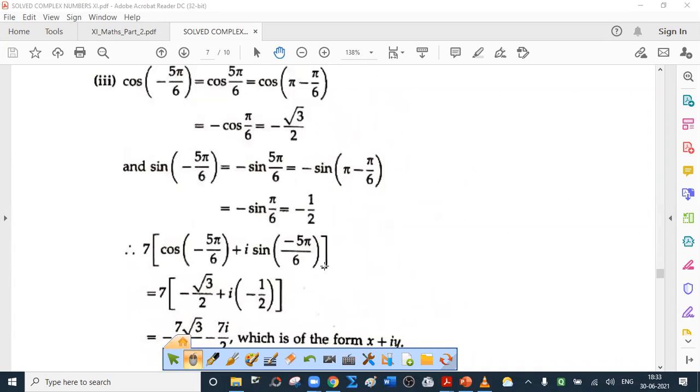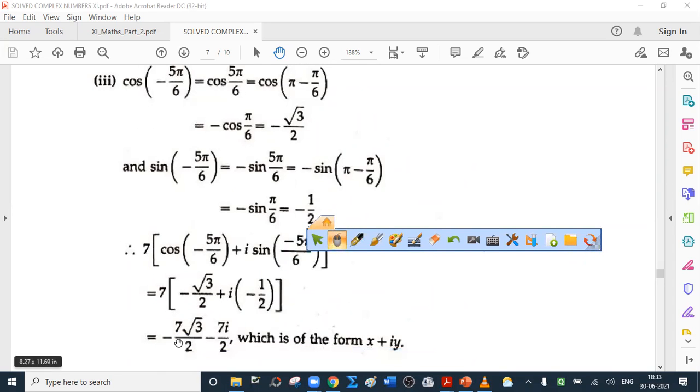That is, minus 7 root 3 by 2 minus 7i upon 2, which is of the form x plus iy.